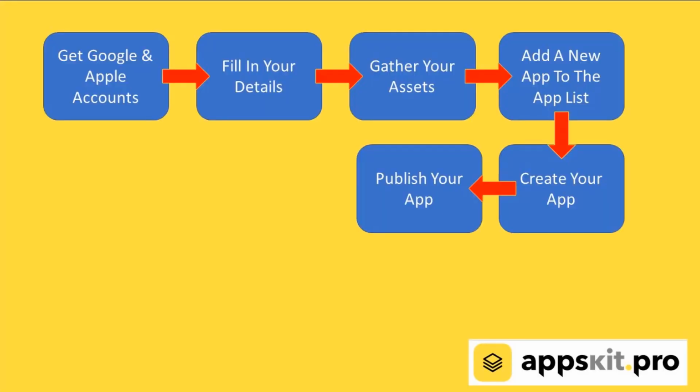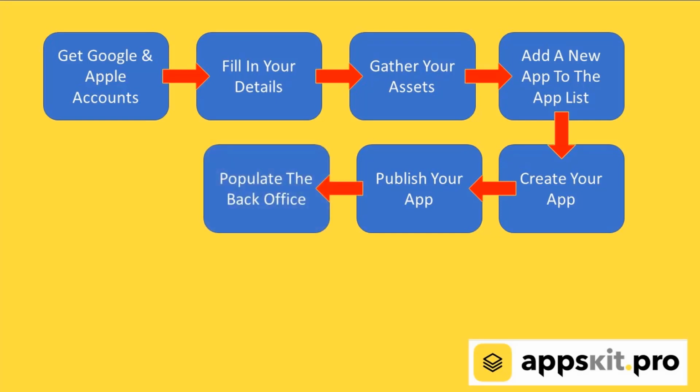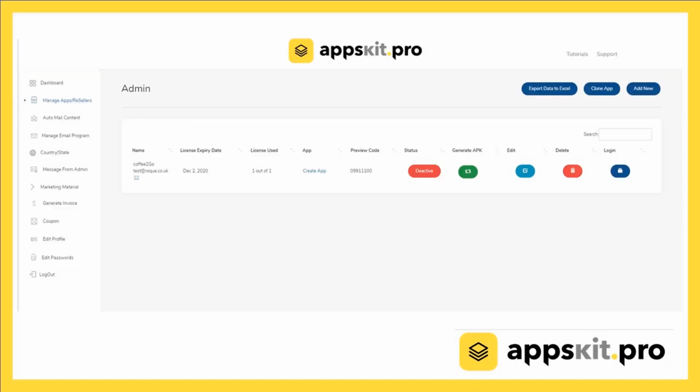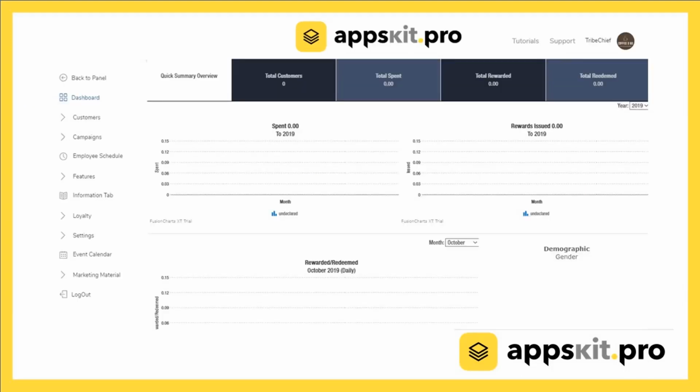So welcome back to this fifth part of the workflow. We've just published the app and now we want to move on to the next stage, which is to populate the back office. So let's go over to the dashboard now. We want to log into the back office of the app that we've just created. So we select the login button and we log into the app's back office.